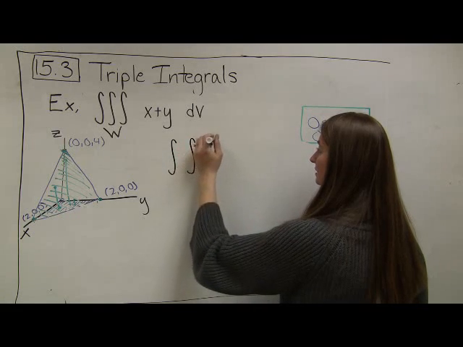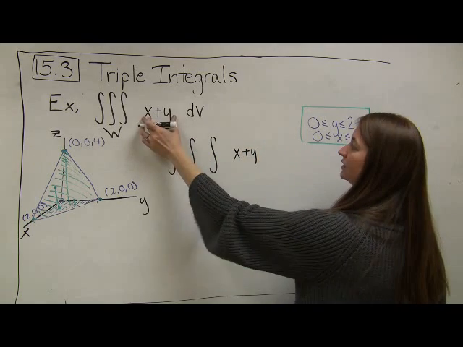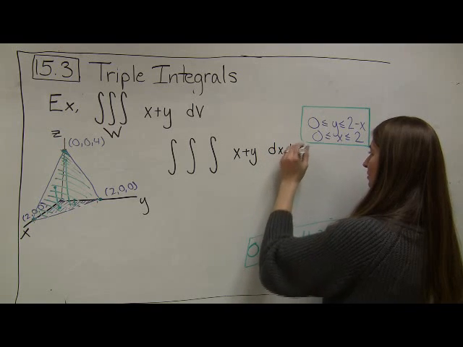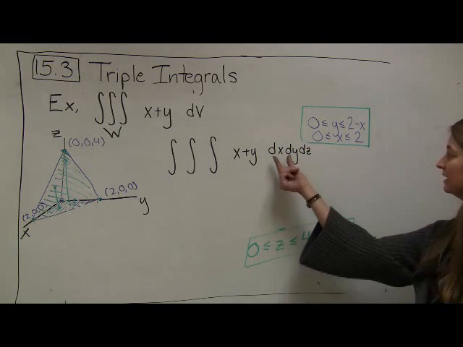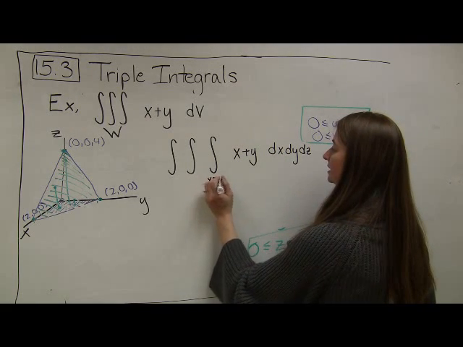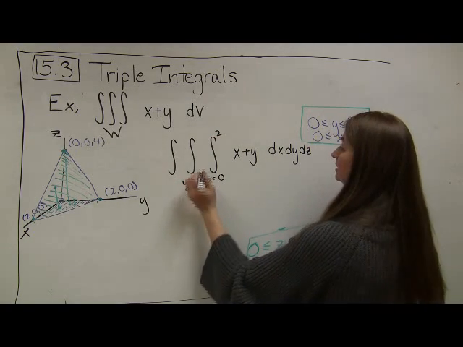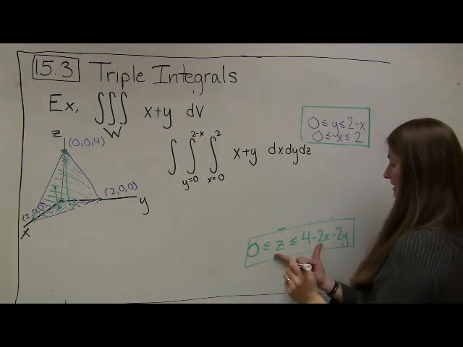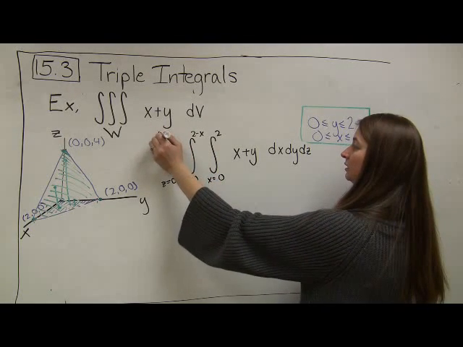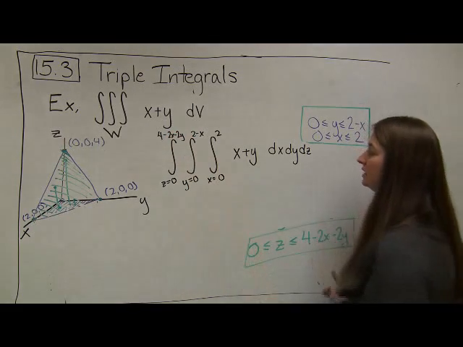I need to make sure that I do them in the proper order. And what do I mean by proper order? I'm setting up a triple integral over this function x plus y. I have to be careful about whether I go dx, dy, dz. I'm going to see what happens. If I start with my bounds on x, it means my innermost bounds are going to be from x equals 0 to 2. My next bounds are going to be from y equals 0 to 2 minus x. And my last bounds are going to be from z equals 0 to 4 minus 2x minus 2y. I'll see why this is a problem.